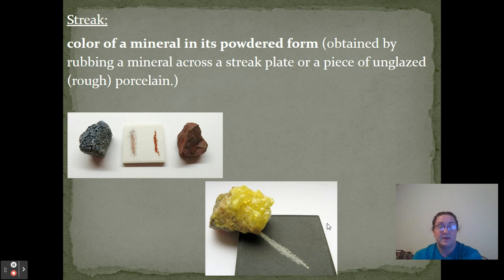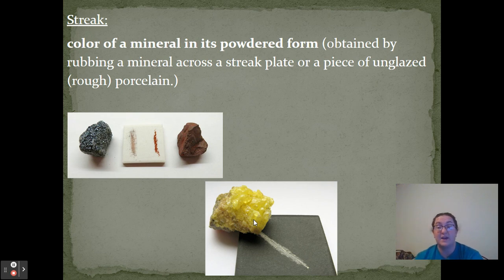Another way we can identify a mineral is the color of the mineral in powder form. This is called a streak. For example, we have a darker type of mineral, which is going to leave more of a streak color. We have black here, hematite, and it leaves different types of streak colors. Some colors are so light that you're going to need a dark porcelain plate to do the streak test on.